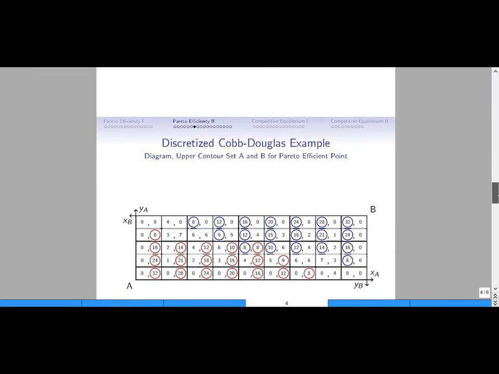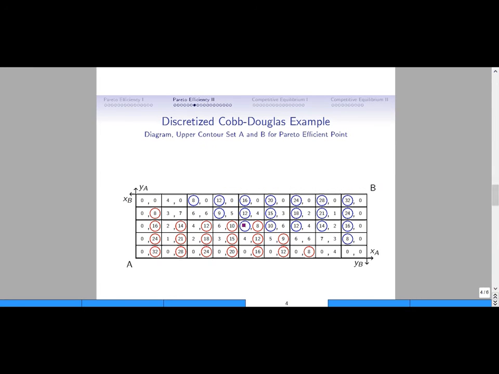So the next one is starting with 8, 8. I should probably label these things. So these are the upper contour sets with respect to this point 8, 8. All those are the numbers larger than 8, and all these are the numbers with a second component larger than 8. You see that except for this point here, there are no other points which have both circles, which means this 8, 8, which corresponds to the allocation 4, 4, is Pareto efficient.